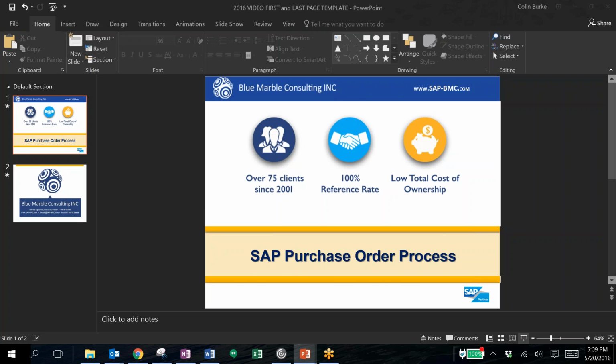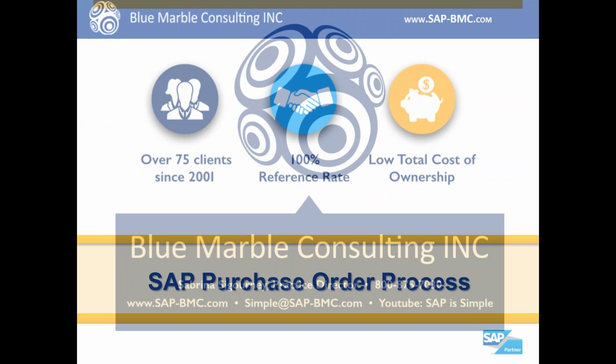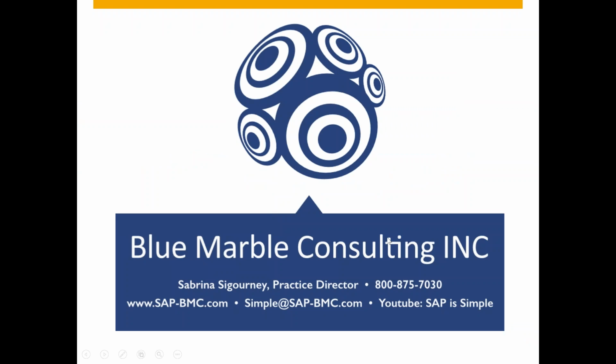So that concludes the process for purchase orders within SAP. We ran through the purchase requisition. We pulled that into a purchase order to create a purchase order, which triggered the release strategy. And then we created the goods receipt and invoice receipt, followed by running a few different reports.